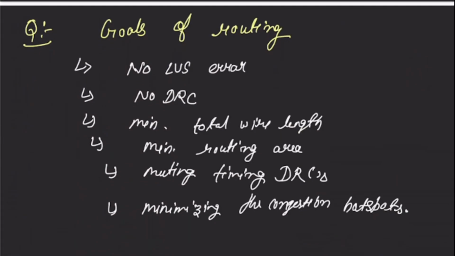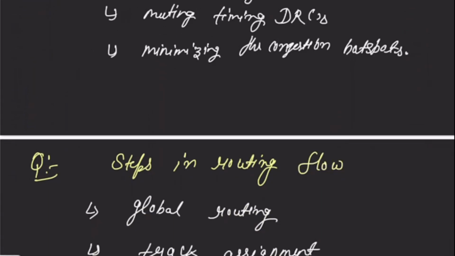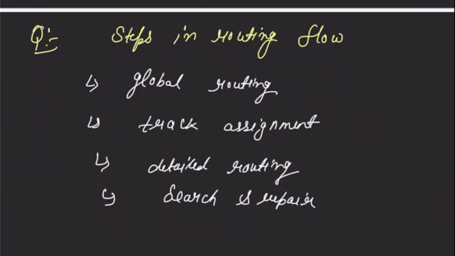Now we'll go to some routing questions. Goals of routing: no DRC errors, no LVS errors, minimum total wire length, minimum routing area, meeting timing and DRC, and minimizing congestion hotspots. So these are the basic goals of our routing. What are the steps in the routing flow? There are four stages in routing: global routing, track assignment, detailed routing, and search and repair.